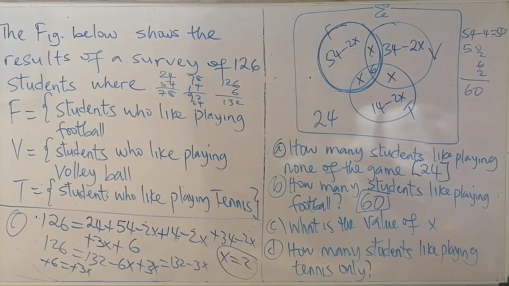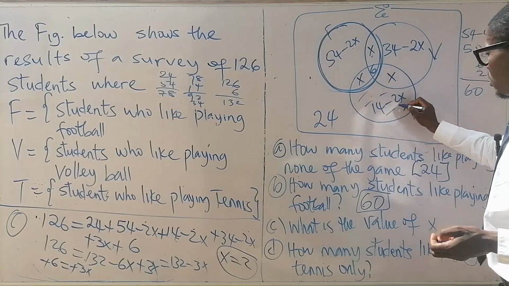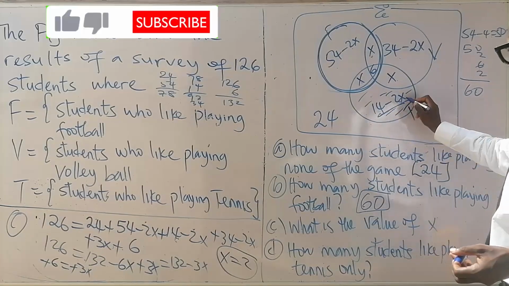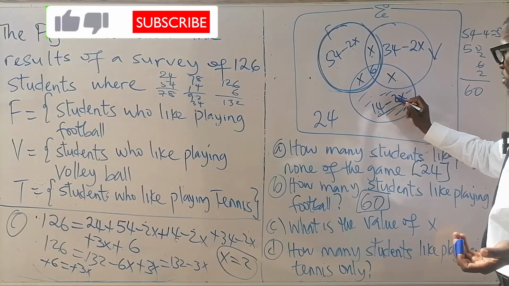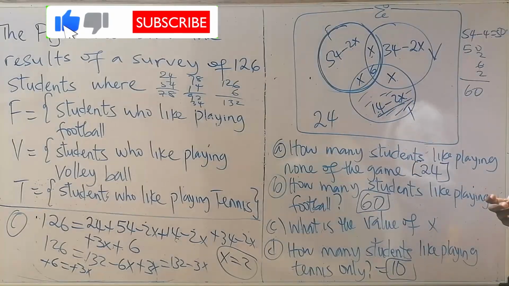That one is done. Then the D part, how many students like playing tennis only? Tennis only, just this place. This is tennis only. That's 14 minus 2x. 2 times 2, that's a 4. 14 minus 4. So this place is what? 10. So that's that on these aspects.